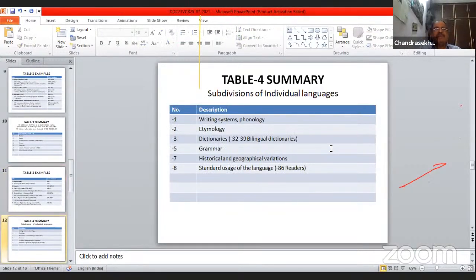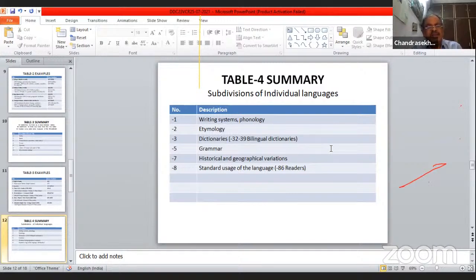Then Table 4 summary. Table 4 is for subdivisions of individual languages. 1 is written systems and phonology, phonetics, pronunciation. Then 2 is etymology. Etymology means origin of the words. 3 is dictionaries. 3.2 to 3.9 is bilingual dictionaries. 5 is grammar. 7 is historical and geographical variations. 8 is standard usage of the language.